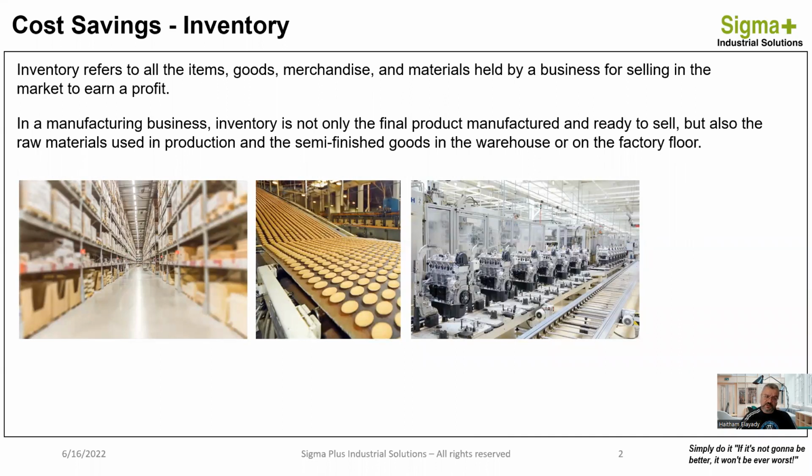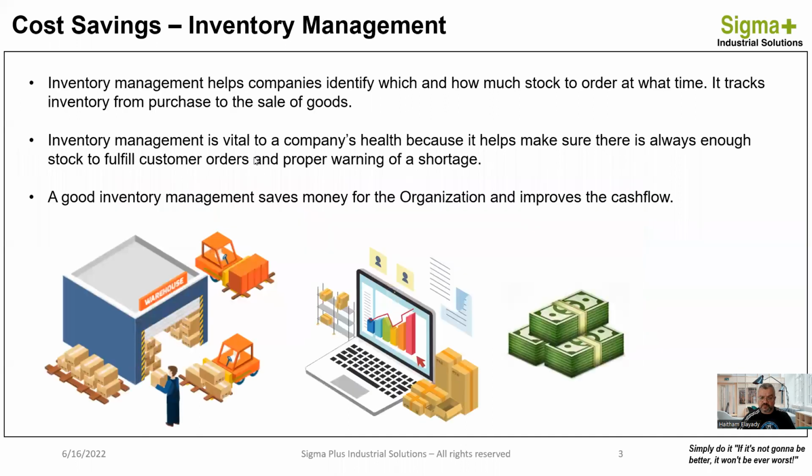A simple definition of the inventory refers to all the goods and items, the merchandise and the materials, which are held by the business for selling in the market and earning profit. The inventory covers not only the final products which are planned to be delivered to the customers, but also the raw materials and the work in progress that is still on the production floor.